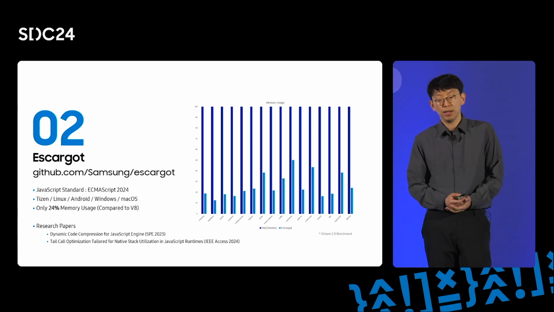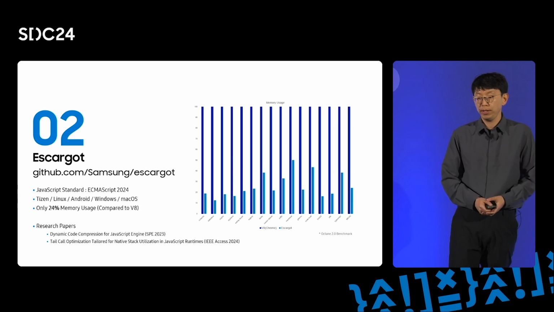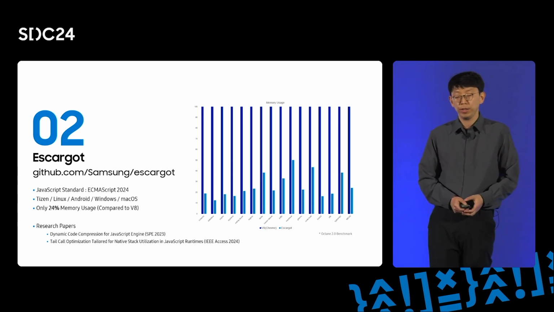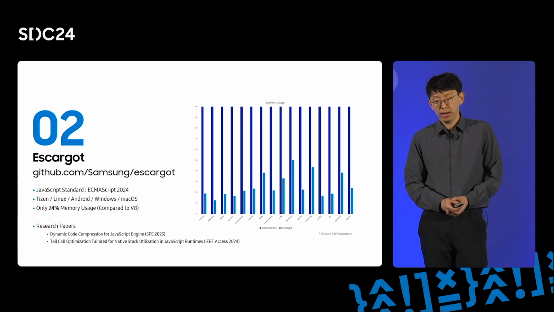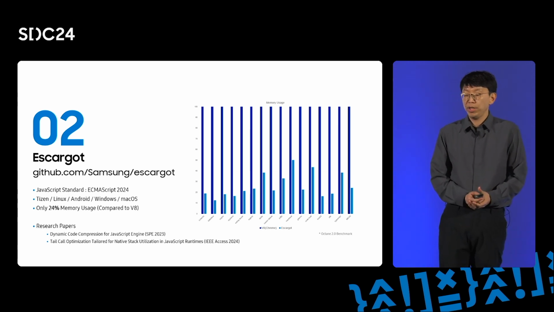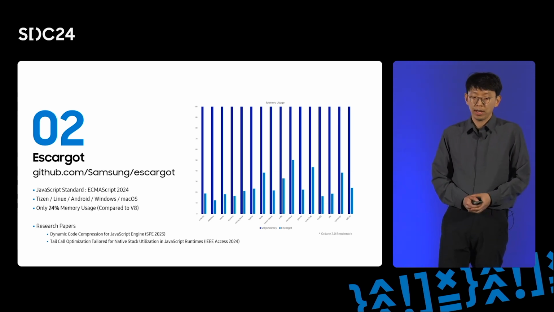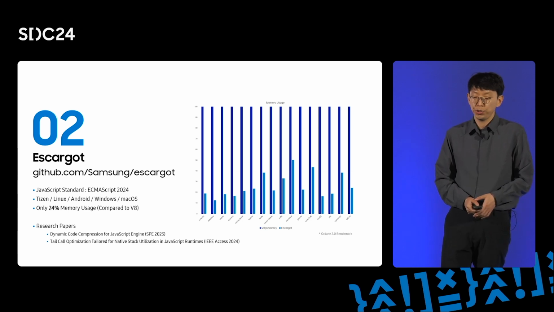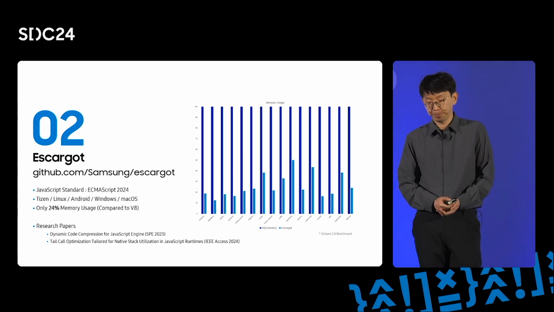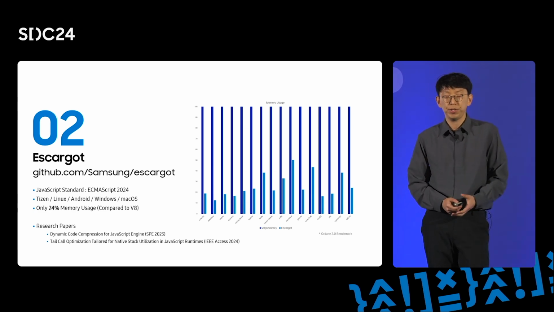On the right side, you can see a graph comparing the memory usage of Escargot and V8 based on a JavaScript benchmark test. V8 is the JavaScript engine used in the Chrome browser. Similar to the LWE results, when using V8's memory usage as a baseline, Escargot consumed only about 24% of the memory on average. This also demonstrates its highly efficient memory usage.